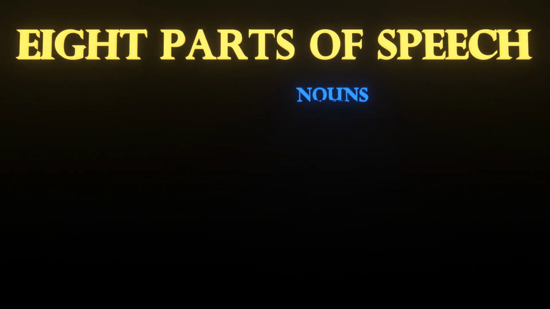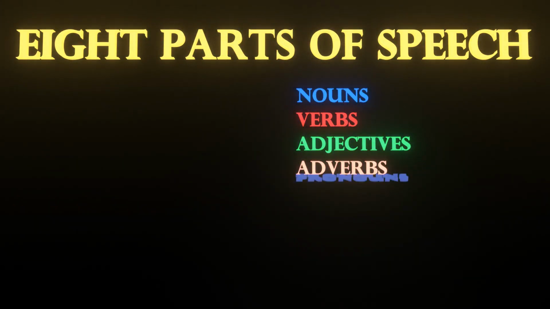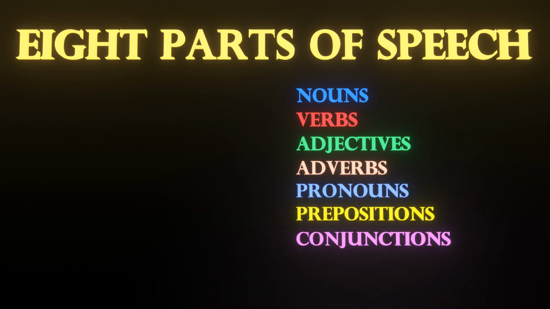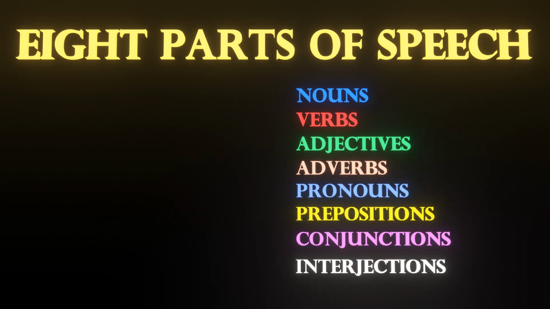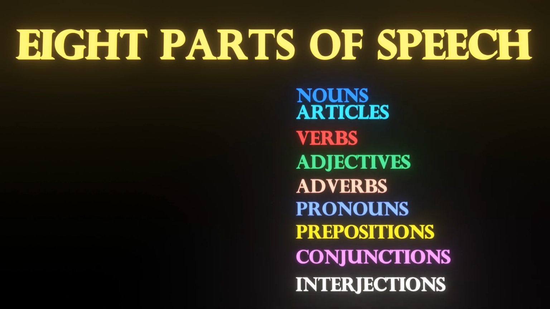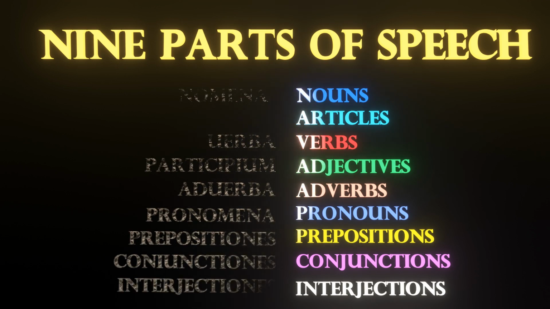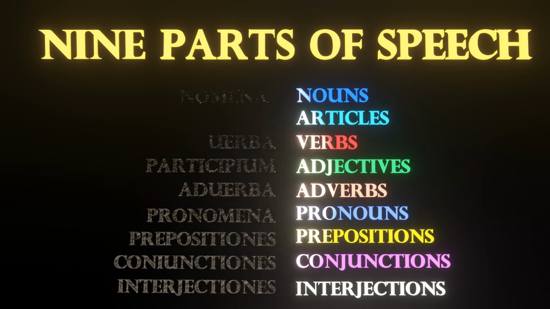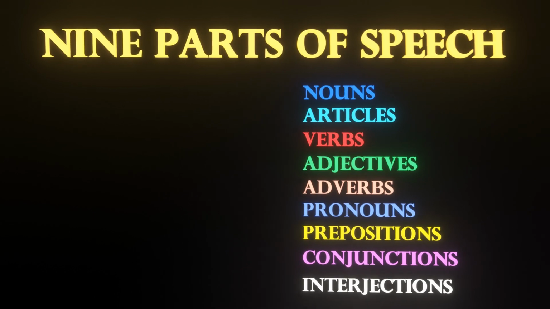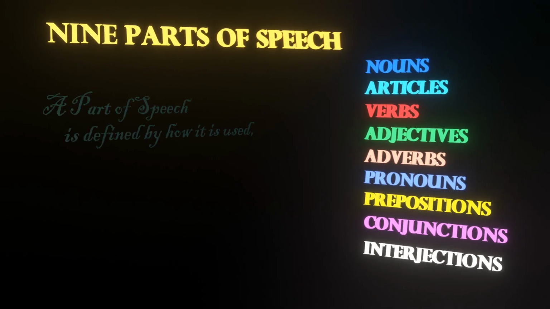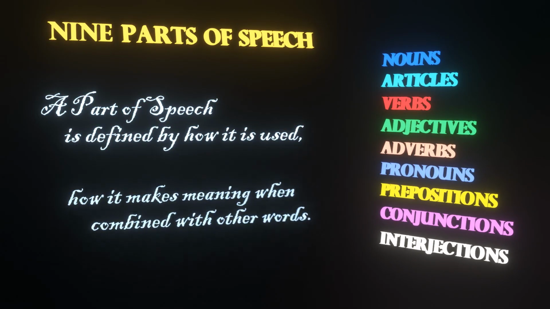Most people have heard of the 8 parts of speech: nouns, verbs, adjectives, adverbs, pronouns, prepositions, conjunctions, and interjections. But in modern English, we really have to add the article as a 9th part of speech. This is because the original 8 parts of speech were formulated for Latin during the early Middle Ages and not for English at all. What makes something a part of speech is not so much what kind of word it is, but more how it's used.